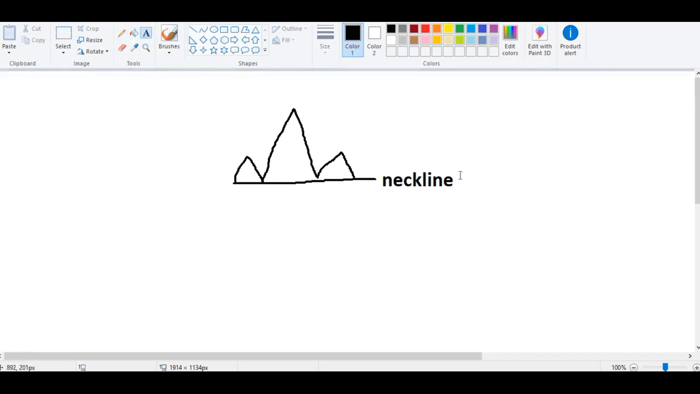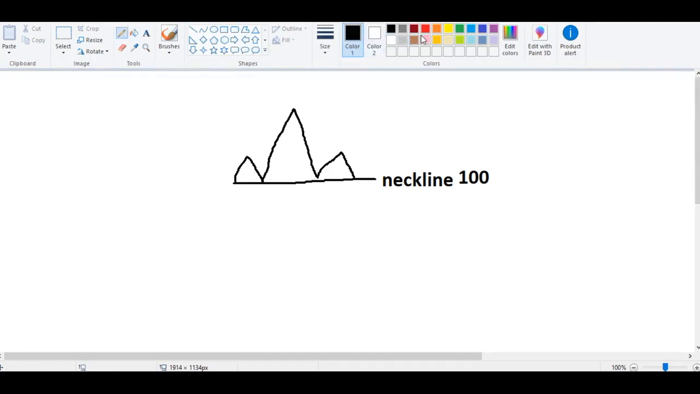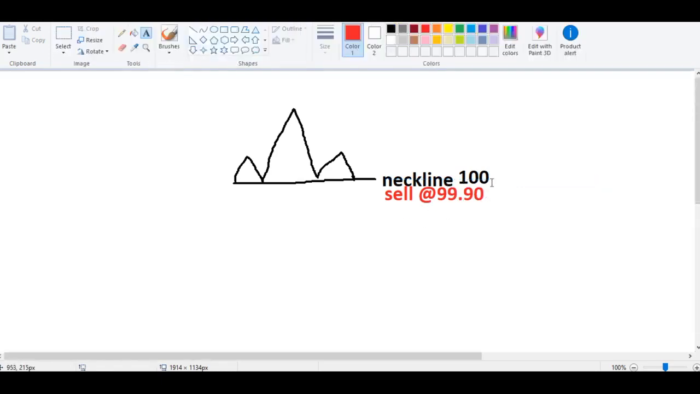Okay, so when do we enter? Let's say this neckline is 100 rupees. So we will go short, meaning we will sell the moment price breaks 100 rupees. Let's say price is currently trading at 101. The moment it goes below 100, we will enter a sell trade. So let's say I will sell at 99.90 paise, just slightly below 100.